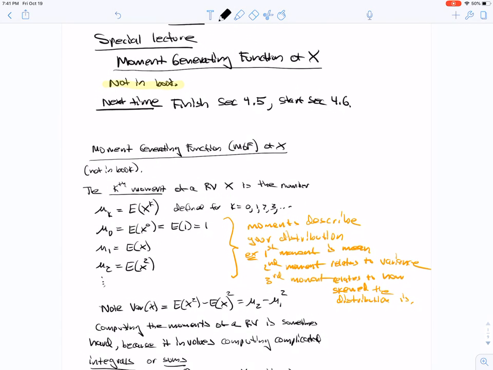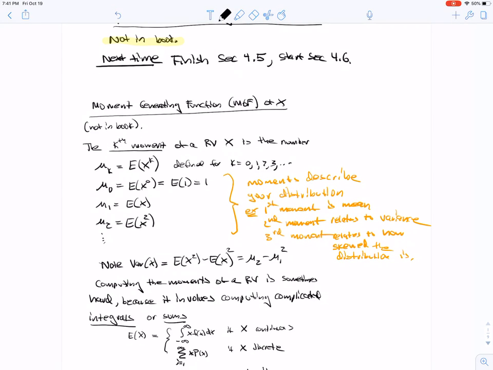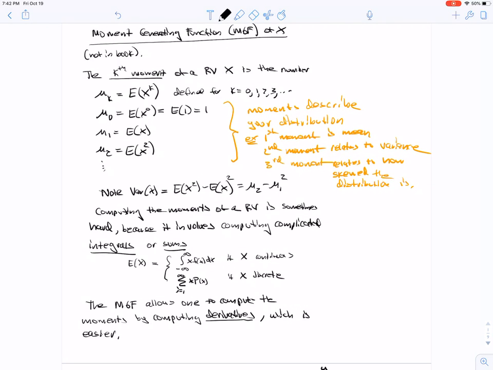So, the moment generating function of X. Let's talk about what the kth moment of a random variable is. It's just the expectation of X to the k, for k = 0, 1, 2, 3, and so on. For example, the first moment is the mean, and the first and second moments together give you the variance, and so on. Basically, moments give you information about your random variable, and in fact, all the moments uniquely specify the distribution of X, but we'll talk about that a little bit next time.